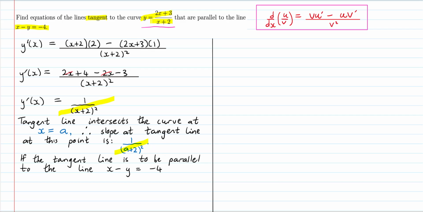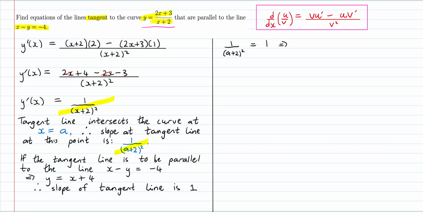Now, if the tangent line is to be parallel to the line x minus y equals negative 4, then their slopes need to be the same. Now x minus y equals negative 4 is equivalent to y equals x plus 4, and the gradient of this line is 1, so the gradient of the tangent line is 1. So we have that the slope of our tangent line, 1 over (a plus 2) all squared, is equal to 1.